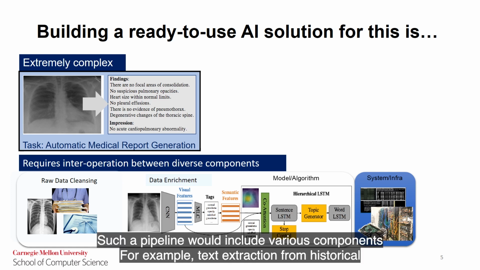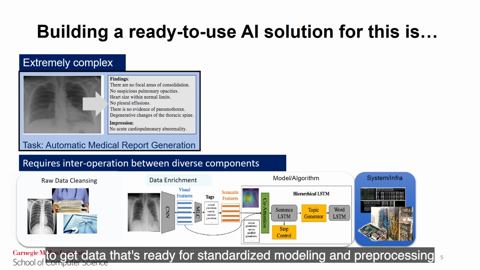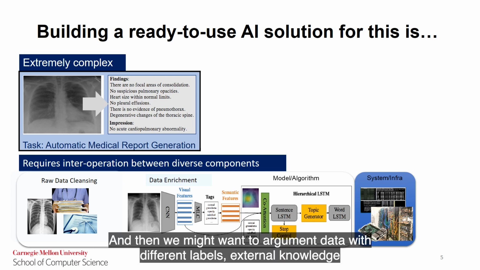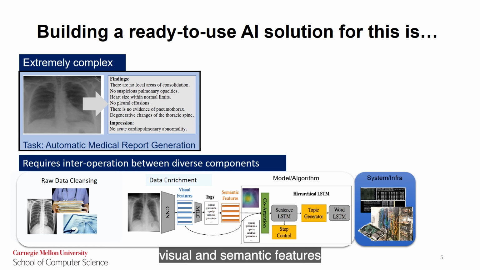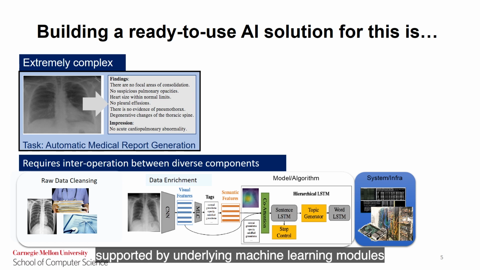Such a pipeline would include diverse components. For example, text extraction from historical human-written reports using OCR, and then we need to do a lot of transformations and cleaning to get the data that's ready for standardized modeling and preprocessing. And then we might want to augment this data with different labels, external knowledge, and visual and semantic features. Afterwards, we want to do modeling and learning with sophisticated algorithms supported by underlying machine learning modules.